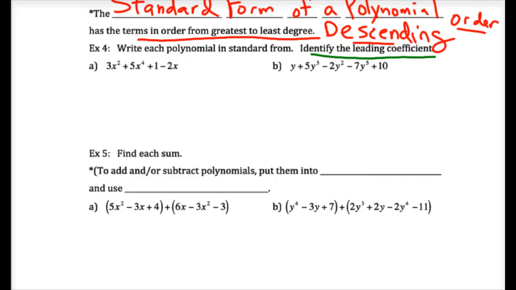All right, let's do this. 3x squared plus 5x to the fourth plus 1 minus 2x. Which monomial of those four has the biggest degree? 5x to the fourth, right? That goes first.